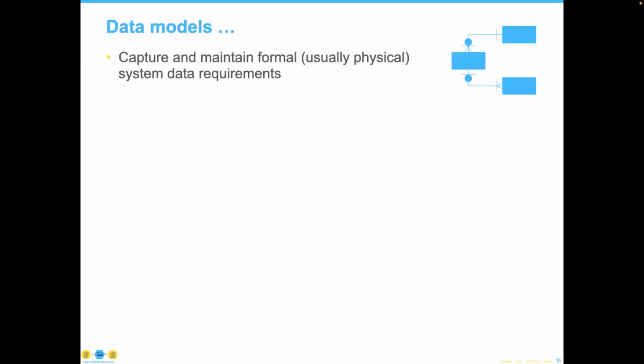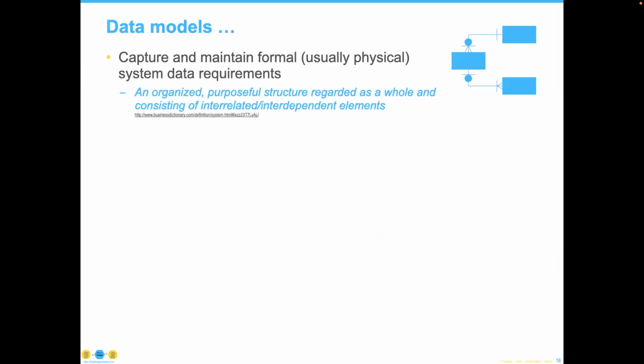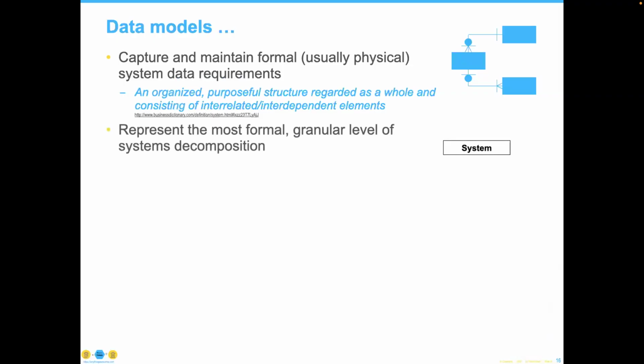Data models capture and maintain the formal, usually physical, system data requirements. It's a purposeful structure regarded as a whole and consisting of interrelated, interdependent elements. In other words, from systems thinking, you have the parts all together. That's the scope of your data model. When you look at it that way, it represents the most granular level of systems decomposition that can be achieved.